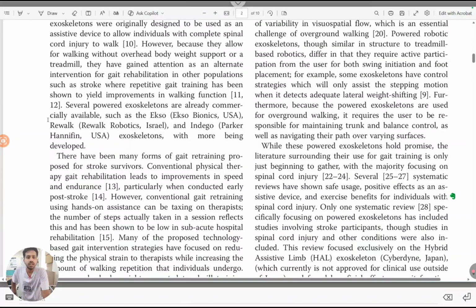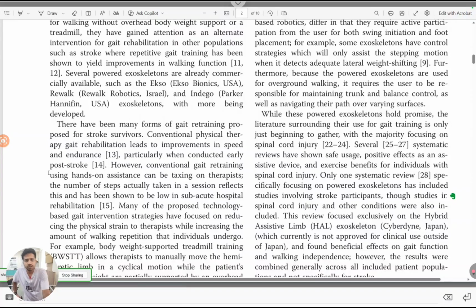Powered robotic exoskeletons, though similar in structure to treadmill-based robotics, differ in that they require active participation from the user for both swing initiation and foot placement. For example, some exoskeletons have a control strategy which will only assist the stepping motion when it detects adequate lateral weight shifting. Furthermore, because powered exoskeletons are used for overground walking, the user is responsible for maintaining trunk and balance control as well as navigating their path over varying surfaces.